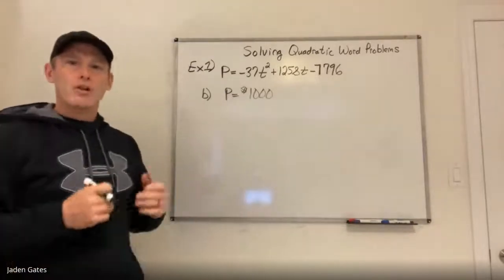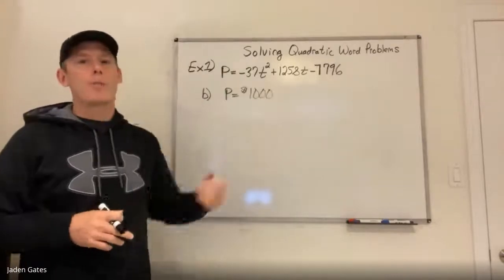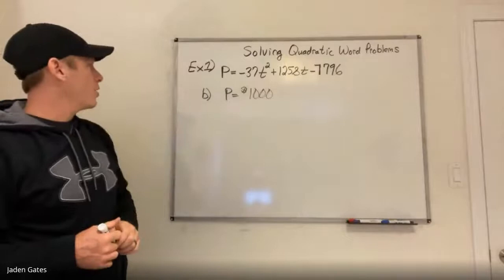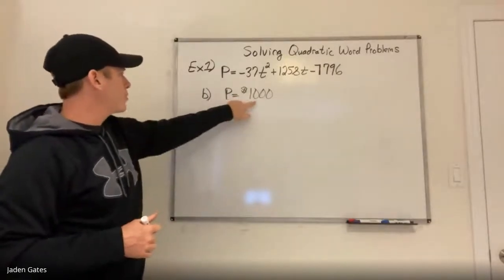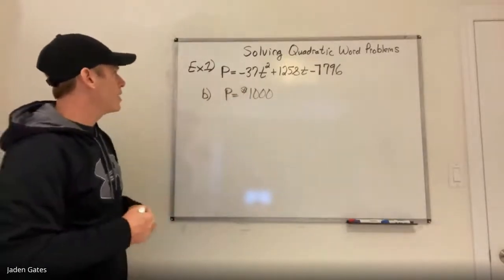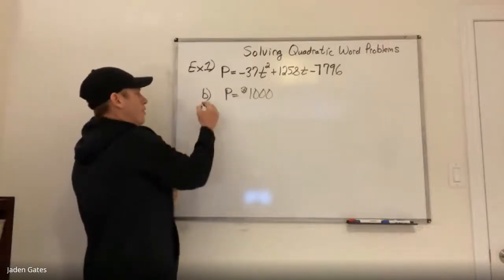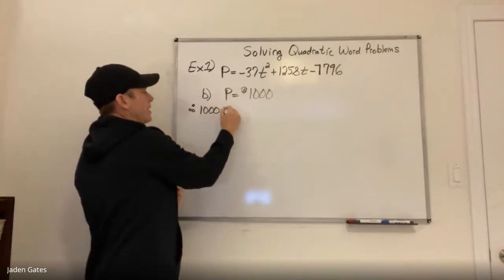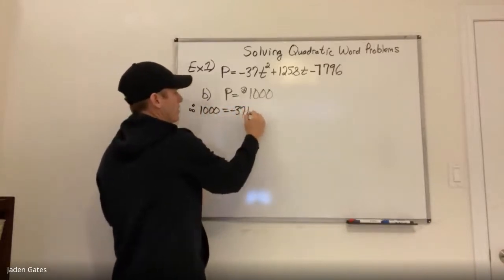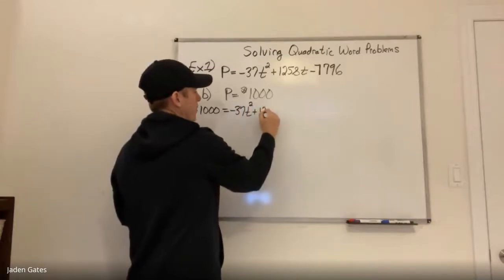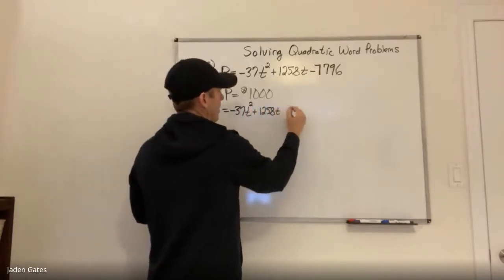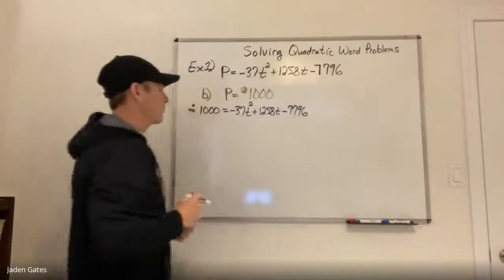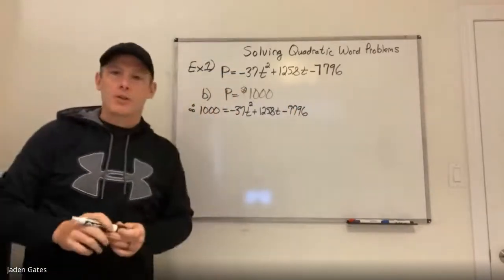But again, when you're solving any equation, you got to know them all but one. We know what our profit is targeting now. We're targeting $1,000. And so wherever there's a P in this equation, now I'm going to put in 1,000 for it. And so I only have one P. And so therefore, I've got 1,000 is equal to negative 37 T squared plus 1,258 T minus 7,796. All right, and again, now this is a quadratic equation.